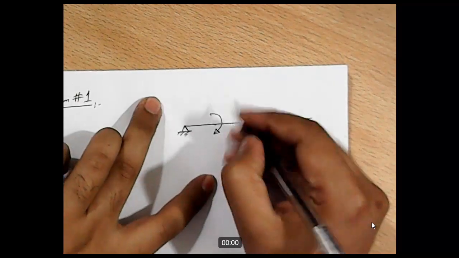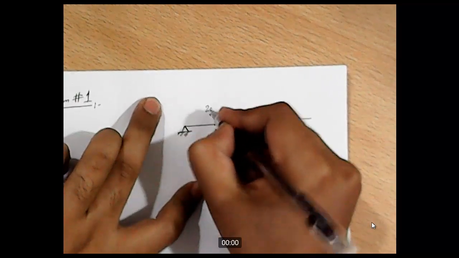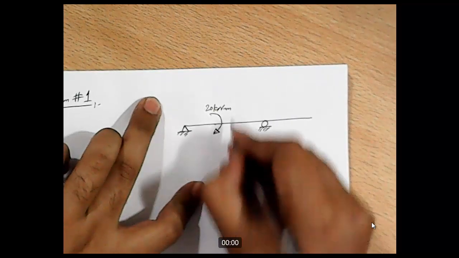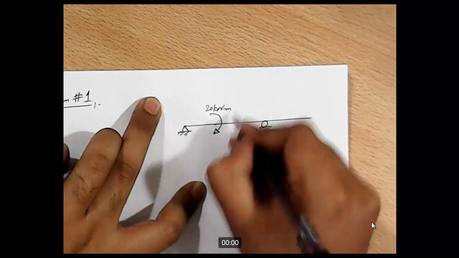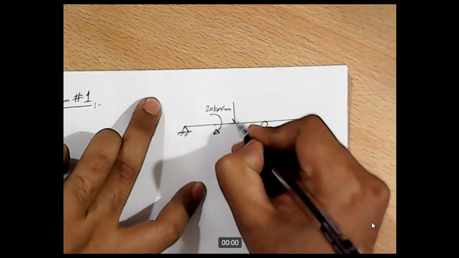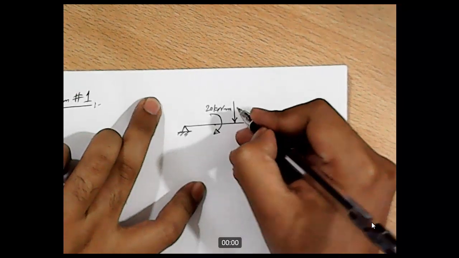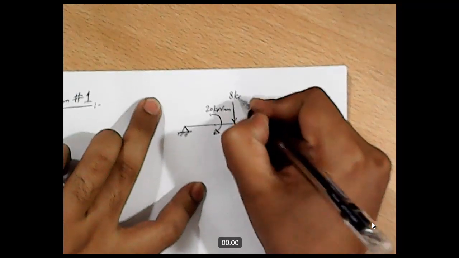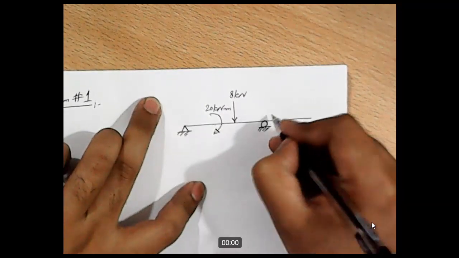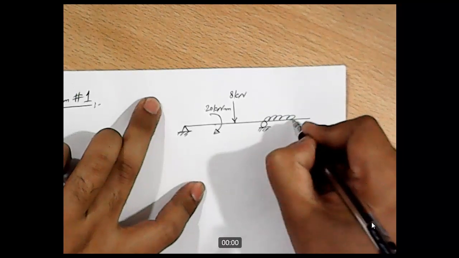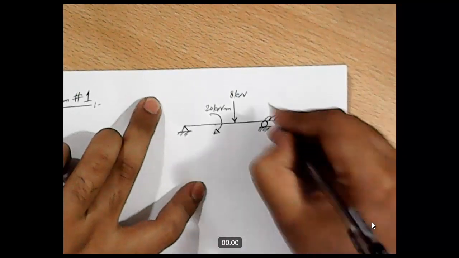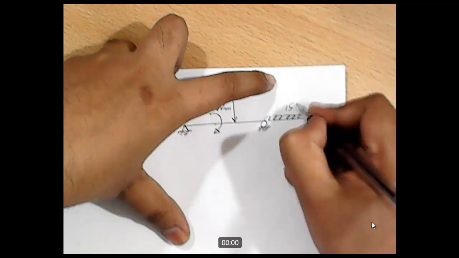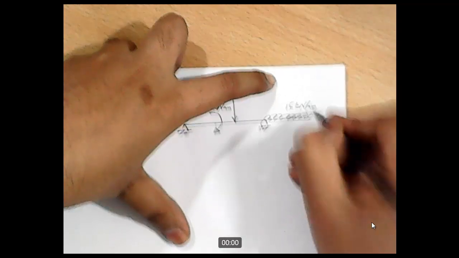Point moment is in clockwise direction and its magnitude is 20 kilonewton meter, and there is a point load as well. Load is acting in downward direction with a magnitude of 8 kilonewton, and we have a UDL acting on the overhang. Intensity of the UDL is 15 kilonewton per meter.